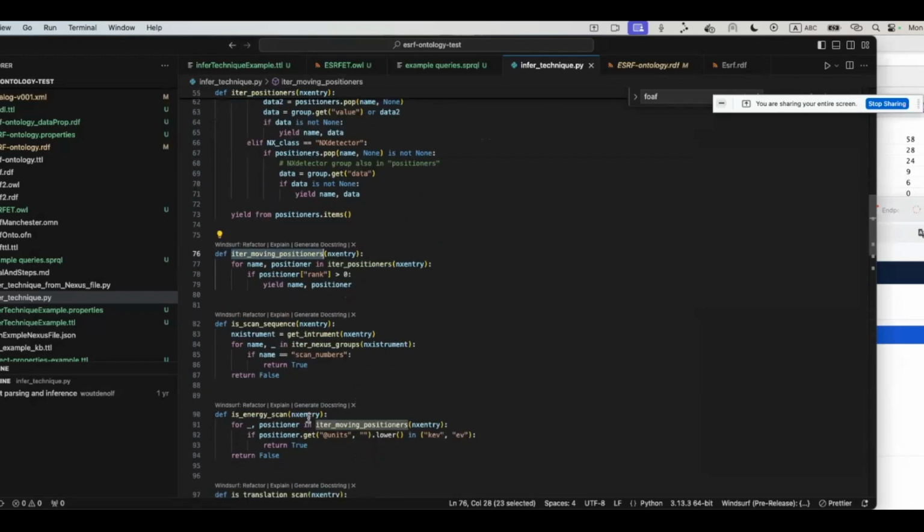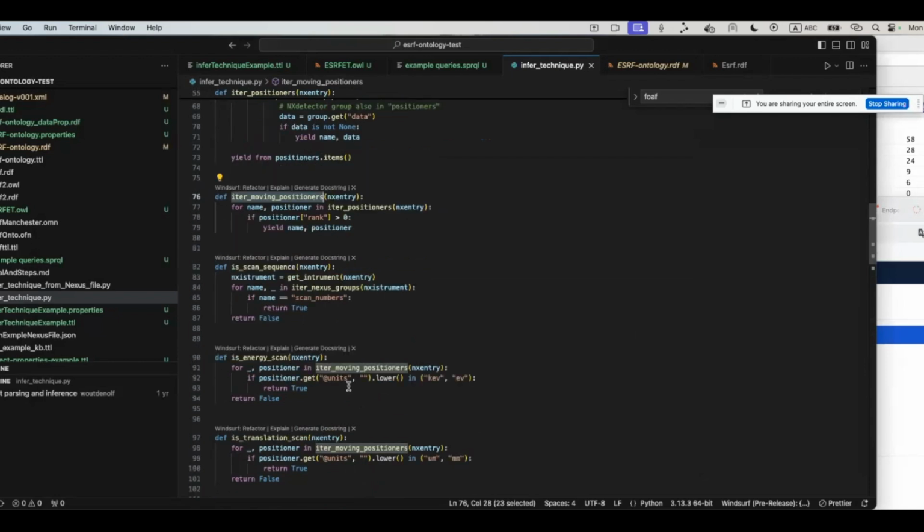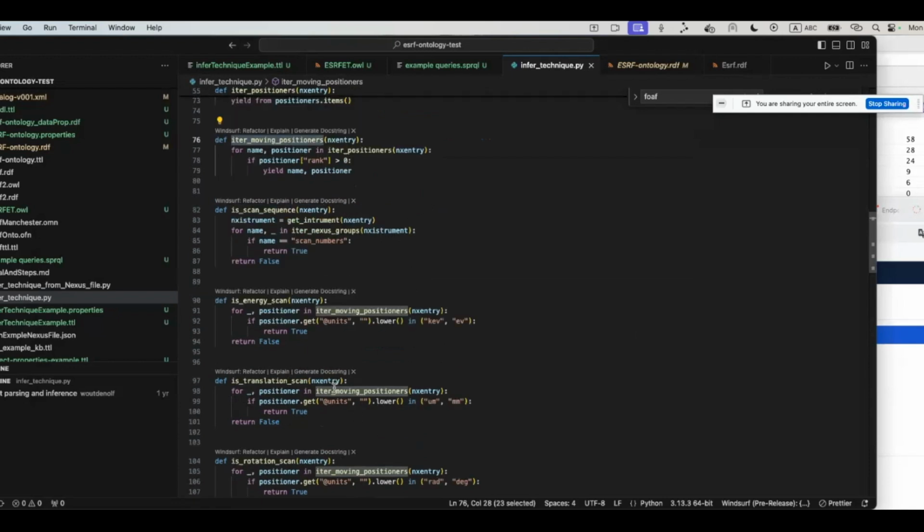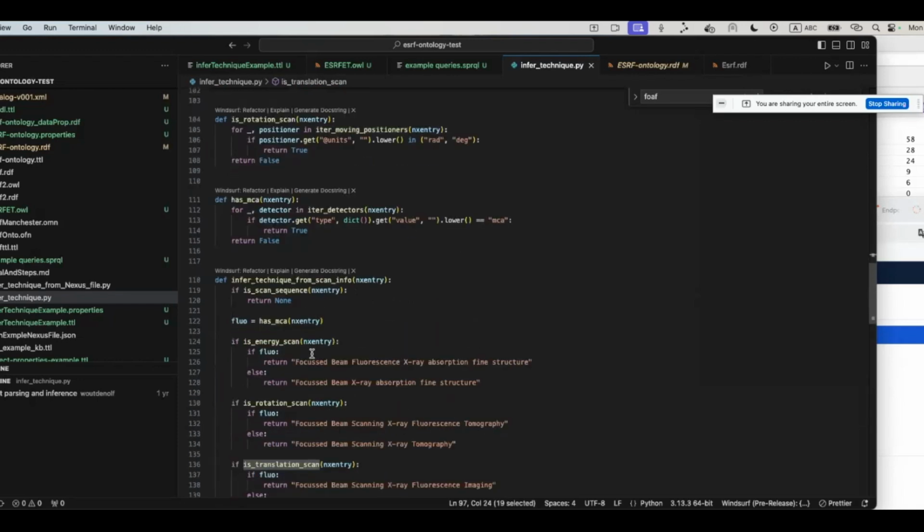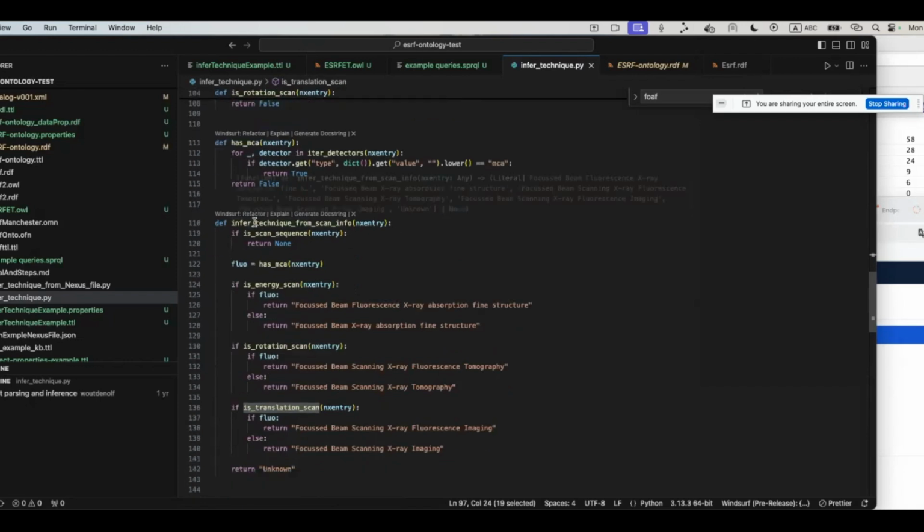Moving positioners, and what he was actually trying to do, because I was there when we were developing this, was parse the HDF5 file, get all the info from there, and according to some things like the units being used, in these cases, it seems that this is an energy scan because of that. This is a translation scan because of that. And he was trying to create all these small scripts to get to the final thing, which is infer technique from scan info. So from the HDF5 file to actually infer some techniques. And that was because he was an expert in this specific beamline we were trying to explore.